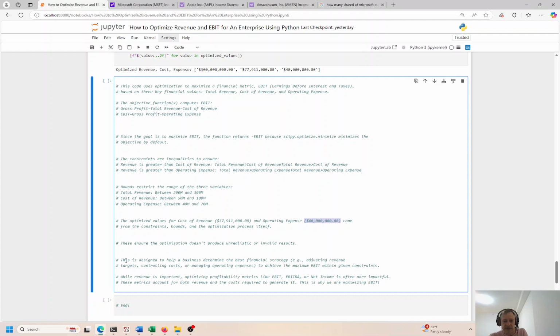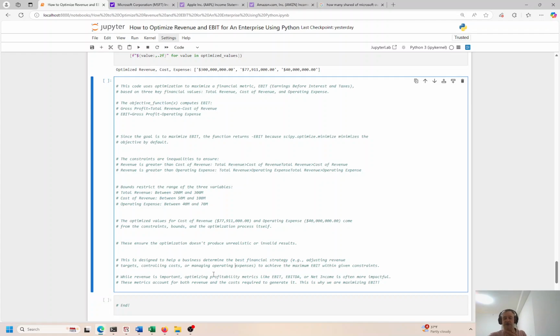So this is how optimization works, okay? And this is designed to help the business determine the best financial strategy to be able to meet its targets, to control costs, to manage operations, to manage expenses more efficiently. So apparently, according to this model, the expenses are not being managed very efficiently, and it could be done better. So yeah, there's room for improvement here.